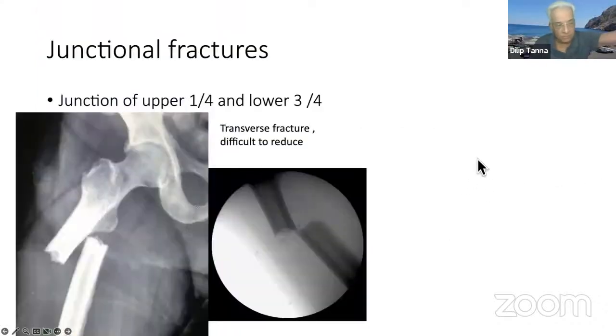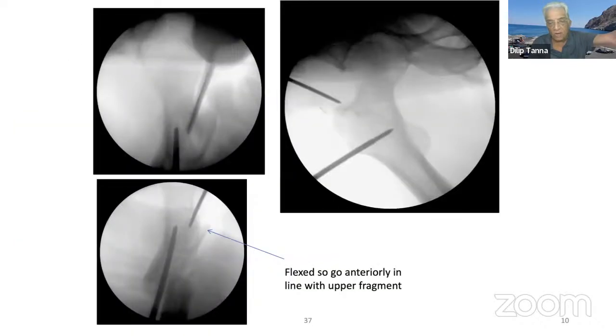Junctional fractures. The problem with junctional fractures is that when there is a transverse fracture proximally, it is difficult to reduce. As you can see, this fragment is externally rotated and this is flexed. To reduce this fragment, you need all the things which are required. Easiest will be an open reduction, but this can be managed even by closed reduction if you have the know-how.